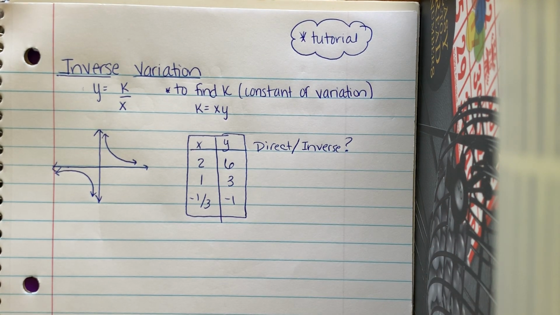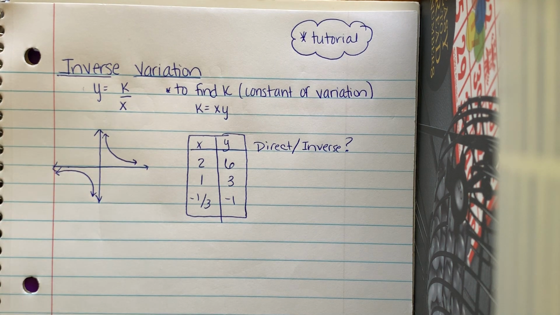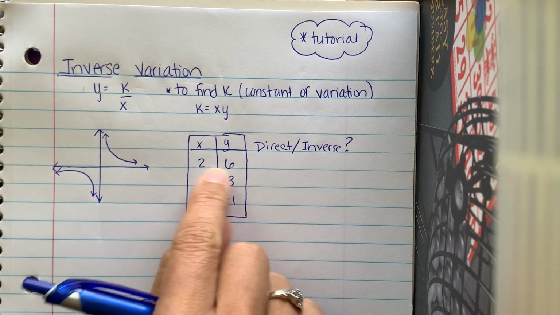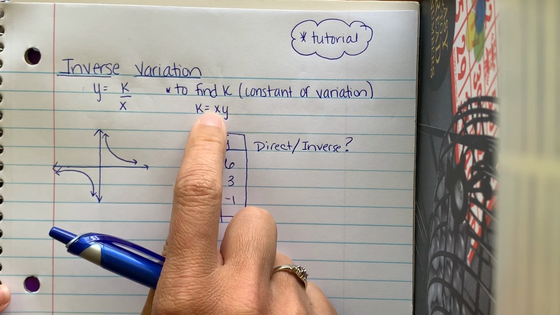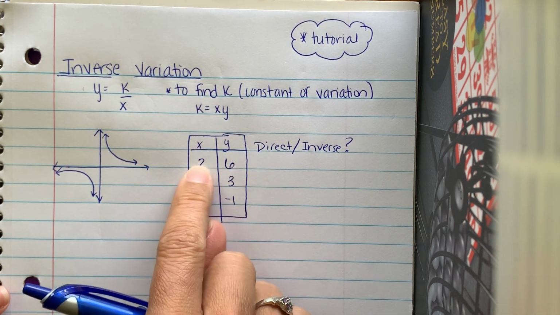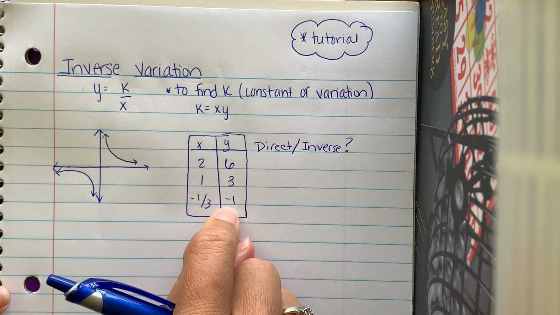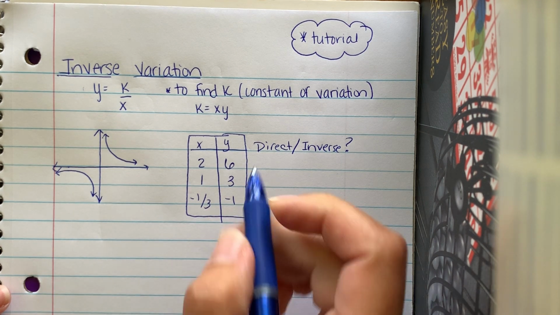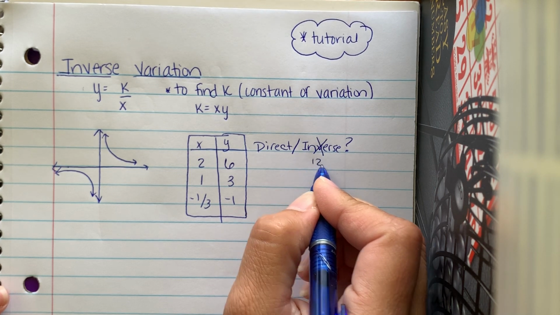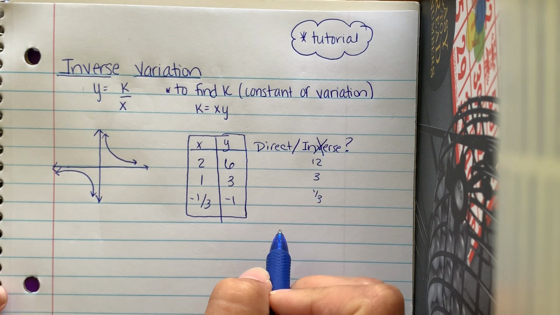So one way you could do it is graph it, and you can see if it's a line, or you can see if it takes on the shape of a rational function, or you can just look at your x's and y's and multiply them. If I multiply and I get the same value throughout, meaning it's constant, then that would indicate it's an inverse. So when I multiply here, I get 12, 3, and positive 1/3. Because those are all different, it is not constant. It's not an inverse variation.